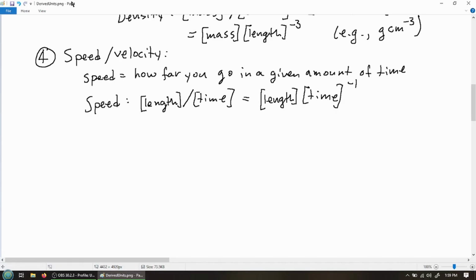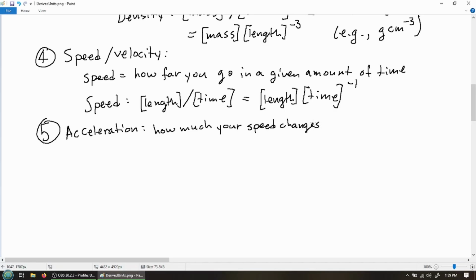Okay, so on to the next one. We'll just do 2 more examples here. Just in the same way that we built on area with volume, let's build on speed and velocity by talking about acceleration. Right? So what is acceleration? It's how much you speed up. In other words, how much your speed changes. So let me write it that way. In a given amount of time.